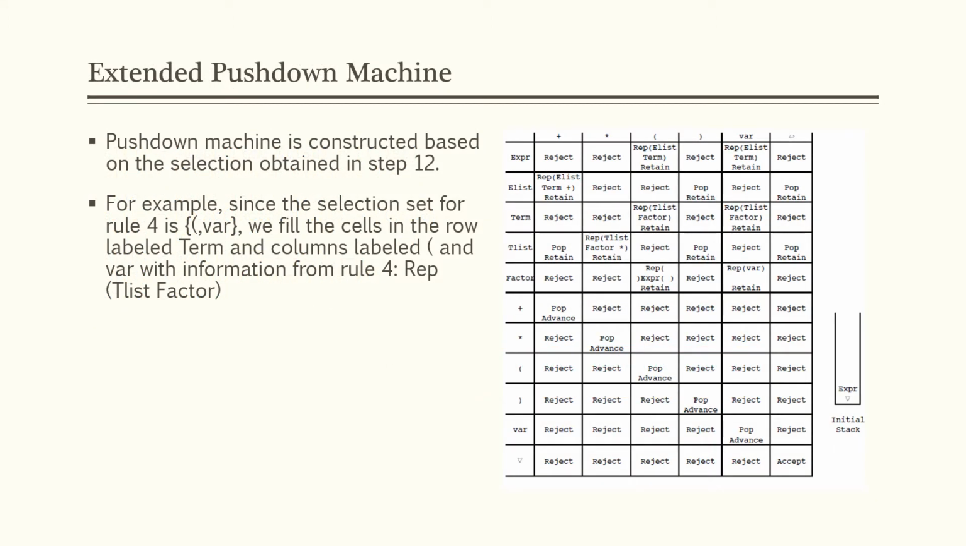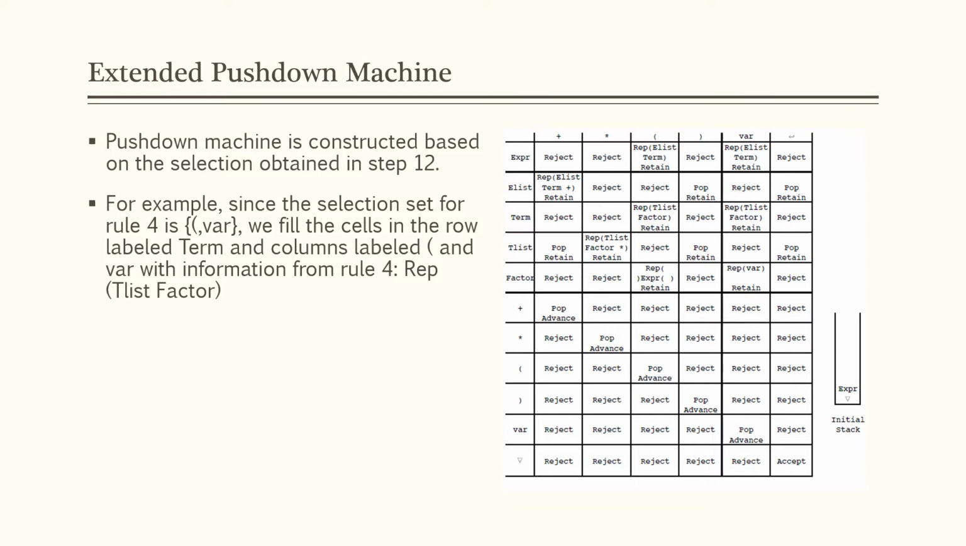Okay, we already know that G16 is already in the LL1 form. Now we can construct an extended pushdown machine for the grammar G16. The process for constructing the pushdown machine is similar to the one that we looked at in the previous video on LL1. The steps are the same.